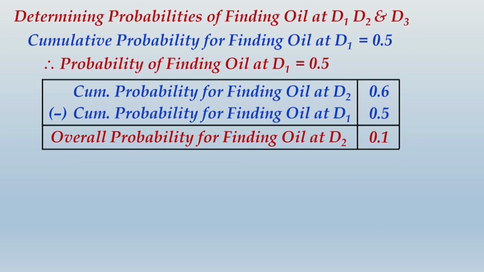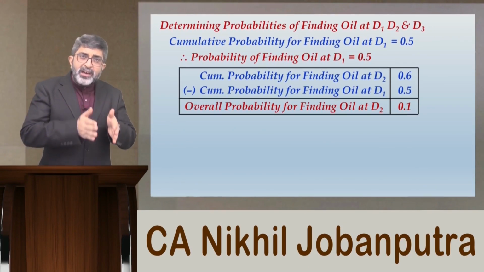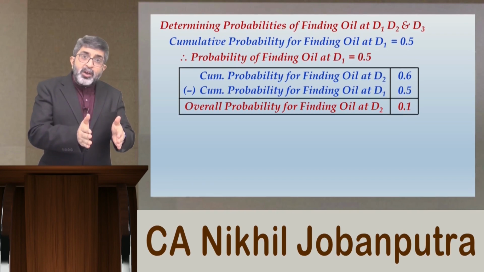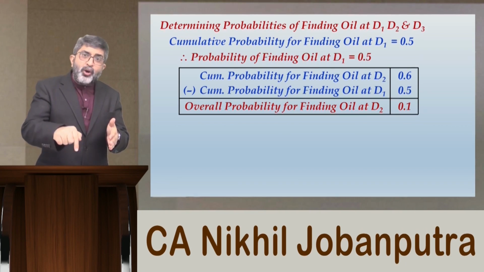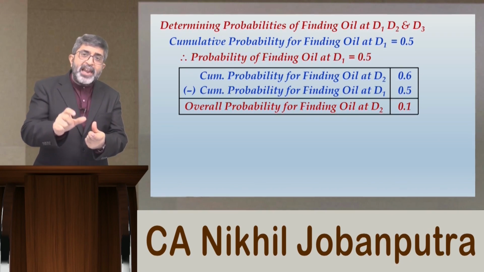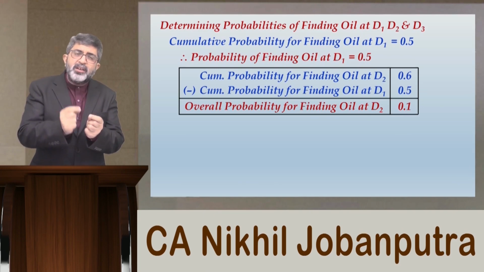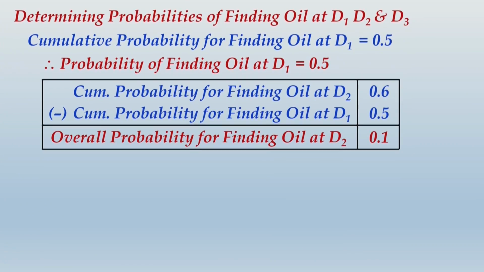Now, how would you reach the overall probability of finding oil at D2? You will drill deeper only when you could not find oil at 2000 feet, correct? So probability of not finding oil at 2000 feet multiplied by probability of finding oil at 4000 feet will give you the overall probability of finding oil at 4000 feet. And when I'm saying 4000 feet, as per the terms that we have applied over here, it is D2. So let me show that calculation to you. After writing this much, please write further.